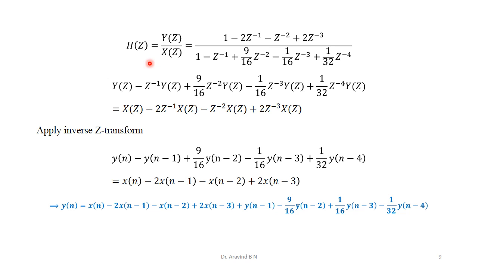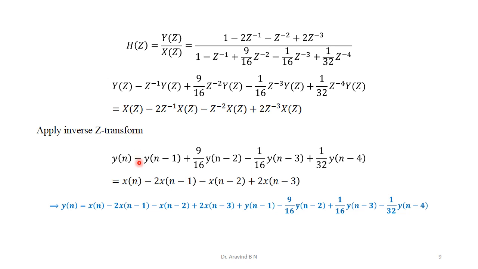We require y of n. Therefore h of z is equal to y of z divided by x of z, and the remaining numerator and denominator. Perform the cross multiplication, y of z with this denominator, x of z with this numerator. So this is what we are going to get. Now we need y of n, so apply inverse z transform.